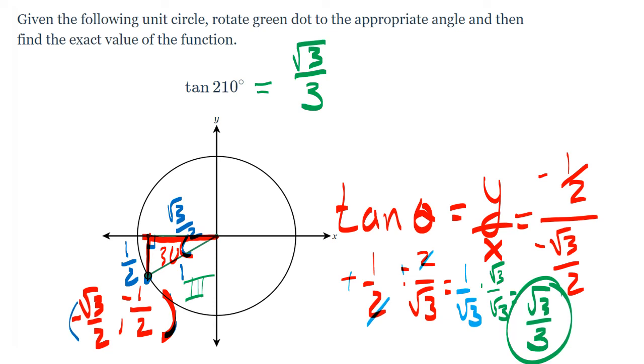Okay? If you were asked to find the sine and the cosine of an angle in the third quadrant, both of those would be negative, because the y coordinate is negative and the x coordinate is negative. All right, let's do another example here.